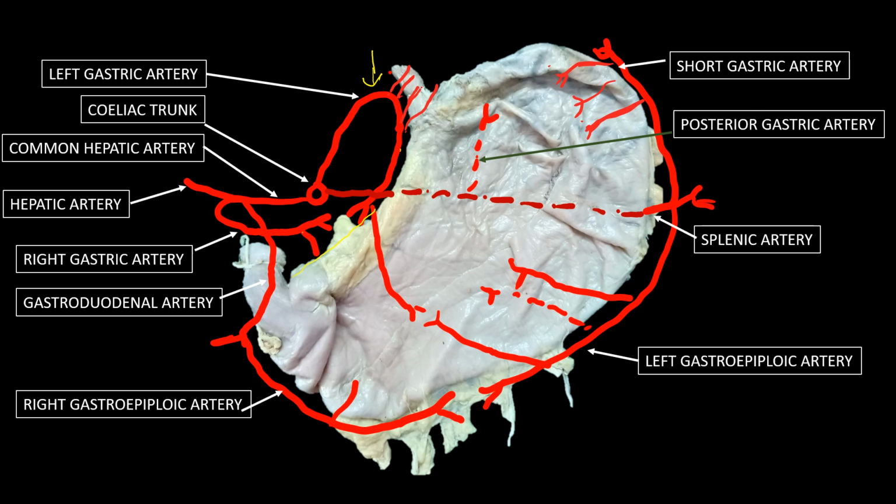The left gastric artery, as we know, is a branch of the celiac trunk. It gives branches at the esophageal end, which supply the lower part of the esophagus, also known as esophageal branches. Then it anastomoses with the right gastric artery, then gives anterior and posterior branches. Anterior branches run on the anterior surface of the stomach and posterior branches run on the posterior surface of the stomach. The right gastric artery is a branch of the hepatic artery proper.